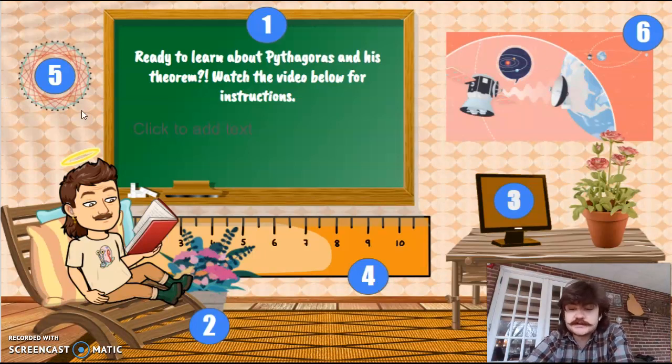Number 5 is going to be a little interactive models of the proof of the Pythagorean theorem. That'll be fun using GeoGebra. You'll be able to move shapes around and things like that. It's really cool.